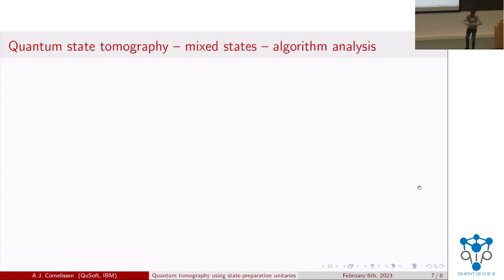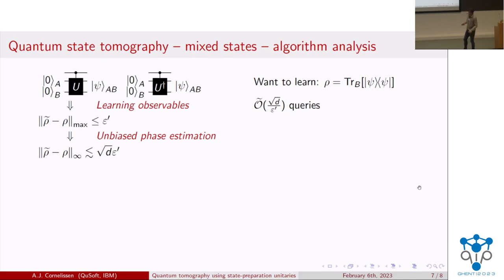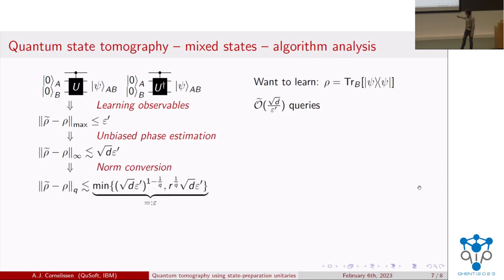Now let me recap the three things that we've done. This is the setting that we have, and what we want to learn is this density matrix. The first thing we did is we used this learning observables problem to give an entry-wise approximation of the density matrix that we want to learn. Then we used unbiasedness to show that each of the entries we learn without bias, and this gives us a better bound in the operator norm. And then, using this norm conversion with the two regimes, we turn this into an LQ Schatten norm bound.